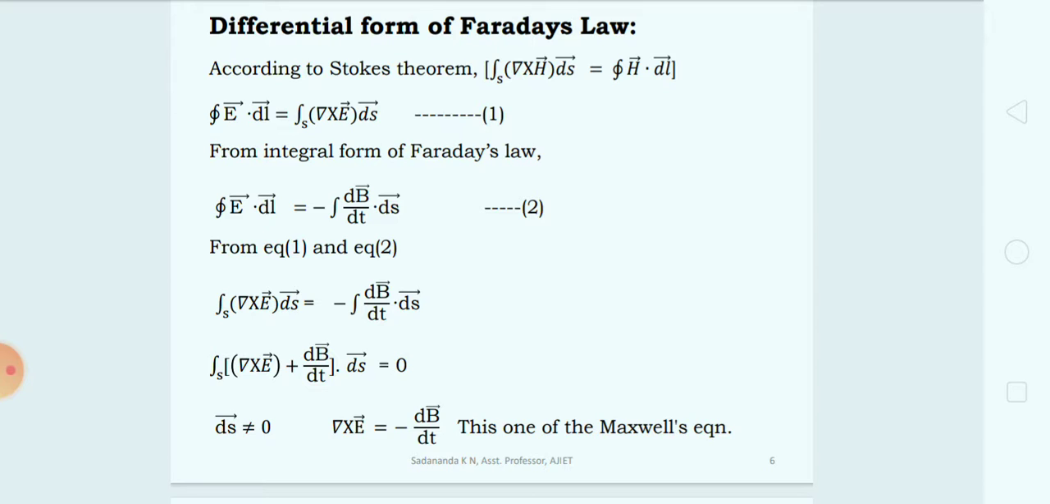So in this expression we can say either ds is equal to 0 or the curl of vector E plus dou by dou t of B is equal to 0. The ds is not equal to 0 because that is the elemental area which we have considered for the discussion. Therefore there is no chance of taking ds equal to 0. In other words, curl of vector E is equal to minus dou by dou t of vector B, and this equation happens to be the differential form of Faraday's law.